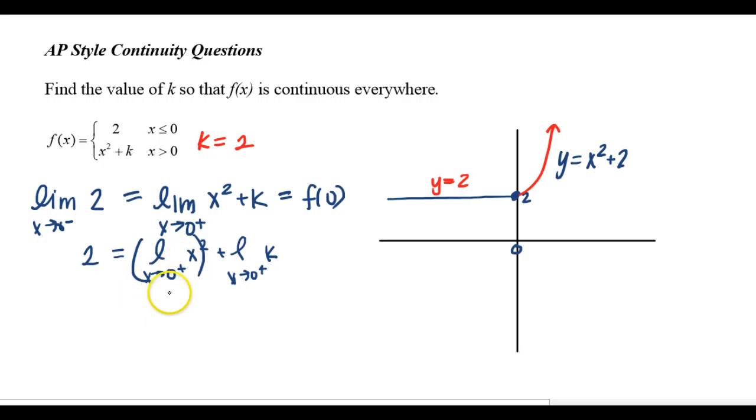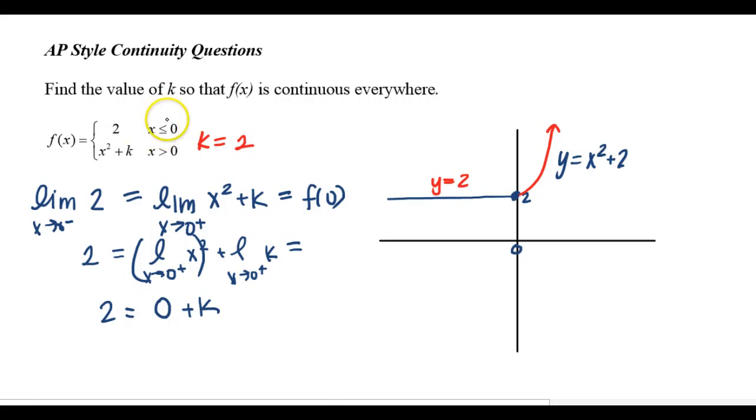And this is, of course, just 0. And this is a constant, just like 2 was, so this limit here is k. So here's what I have. I have 2 equals 0 plus k. And again, all of this needed to equal f of 0. So we can actually find f of 0.